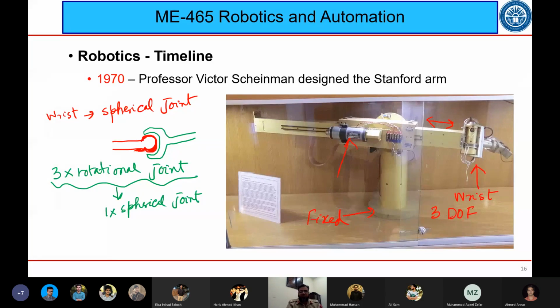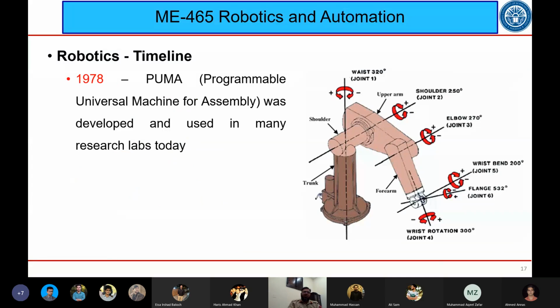ठीक है जी. सो नाउ आई एम टेकिंग यू टूवर्ड्स सम टेक्निकल टर्म्स ऑल्सो, जिससे कि थोड़ा सा आपको और आइडिया बेहतर होता जाएगा. सो लेट्स मूव फॉरवर्ड एंड टॉक अबाउट Puma robot. This is actually programmable universal machine for assembly. So now this is the Puma robot which is used for assembly, and it is used in many labs for research.